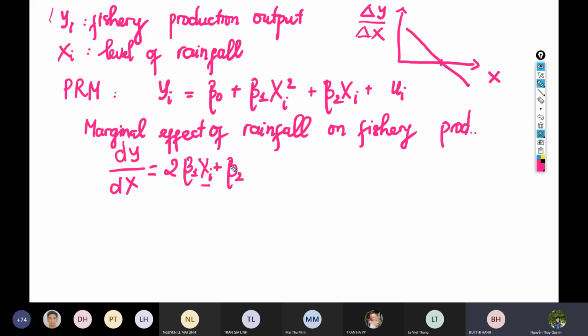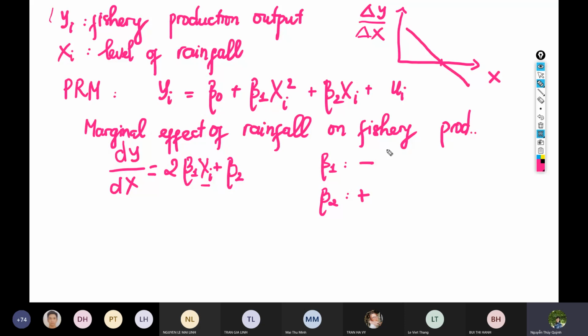The sign of beta 1 will be negative. Yeah, so beta 1 has the negative sign, and what about beta 2? Beta 2 will be positive. Yeah, beta 2 has to be positive, right? So this is our expectation about the sign of the regression coefficient.